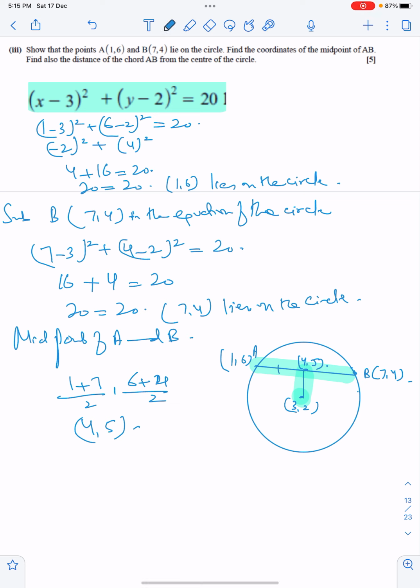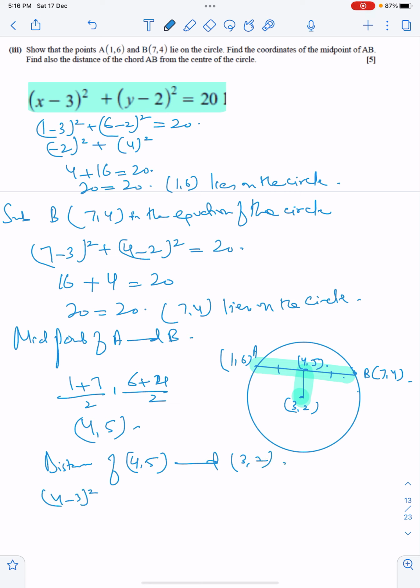Okay, so that means it's going to divide it into 2 parts. So obviously that's why we're using the midpoint here. We have to find out this distance, 4 comma 5 and 3 comma 2, the distance of the chord from the center. So 4 comma 5 is the point where this line is perpendicular to this chord. So you have to find out this distance, the distance of 4 comma 5 and 3 comma 2, that will become the final answer.